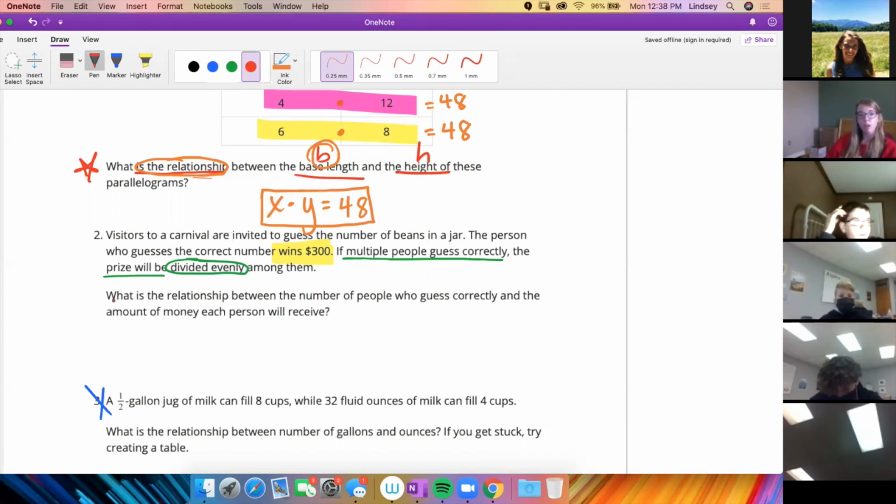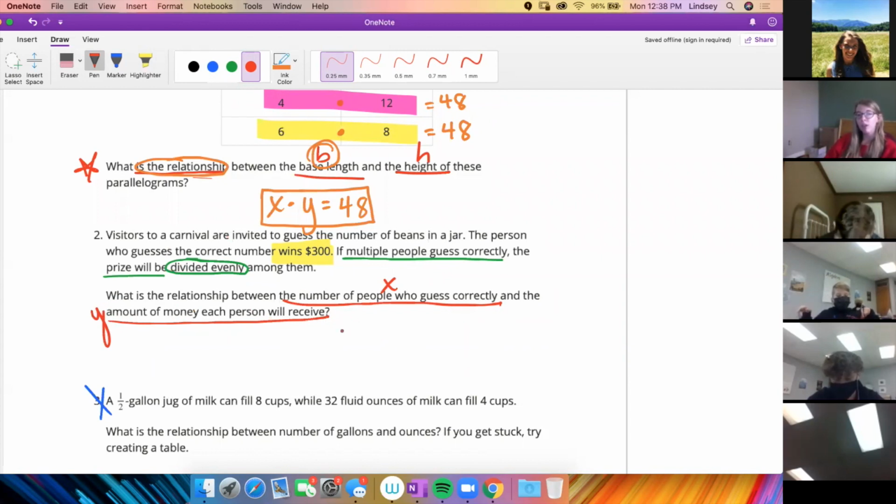All right, so it says, what is the relationship between the number of people who guess correctly and the amount of money each person will receive? These two things that I just underlined in red are the quantities that we don't know yet. So what do we use in place of quantities that we don't know yet? Our X and Y values. So we'll say that the number of people is our X and the amount of money is our Y.